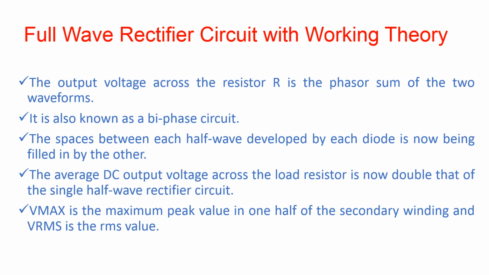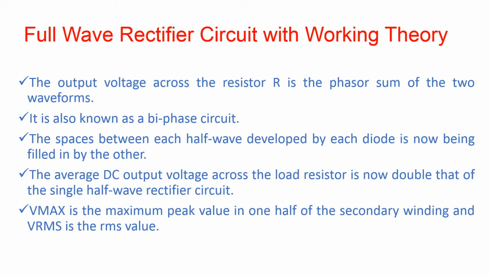The output voltage across the resistor R is the phasor sum of the two waveforms. When we talk about the output voltage, it will be the phasor sum of the two waveforms for the first half cycle of the AC and for the second half cycle of the AC. So it is a phasor sum. It is also known as the biphase circuit, and this is the reason why we can also call it a biphase circuit. Now the space between each half wave developed by each diode is being filled in by the other.